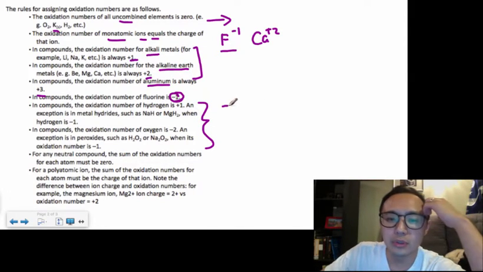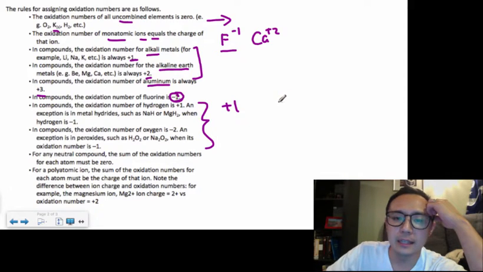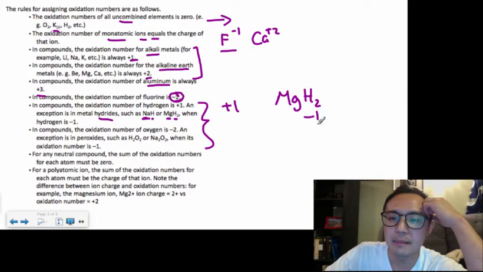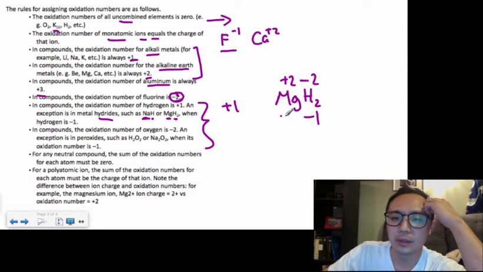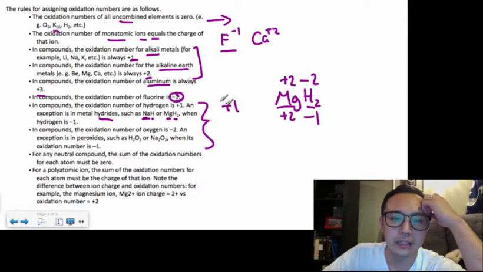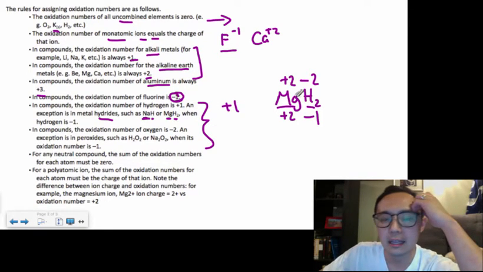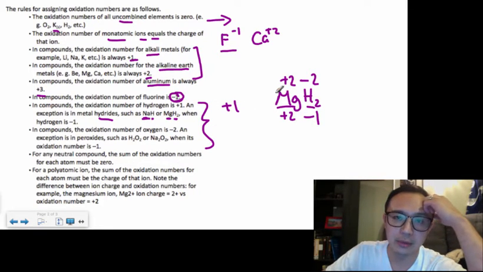Hydrogen is usually a +1, unless it is bonded to a metal, such as in a hydride. So this is a metal hydride. And when you have metal hydrides like that, then your hydrogen actually has a -1 charge. This will give you -2, +2, +2 for each magnesium and hydrogen.